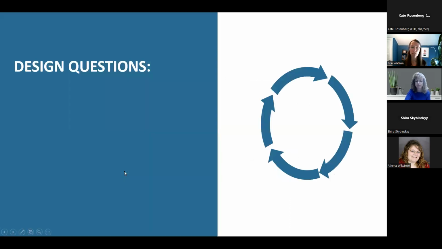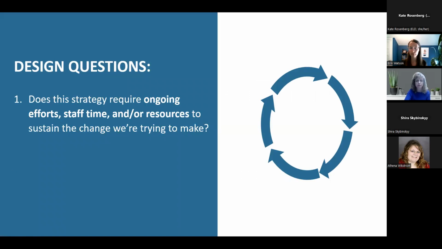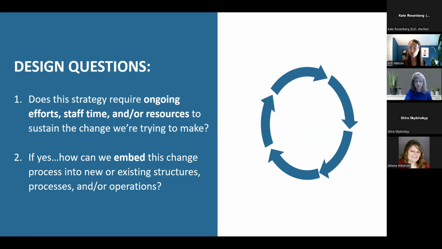So 2 design questions you can think about here are, 1, does this strategy we came up with require ongoing effort, staff time, resources from us, from partners, to sustain the changes we're trying to make? And 2, how can we embed that change process into new or existing structures, processes, or operations?